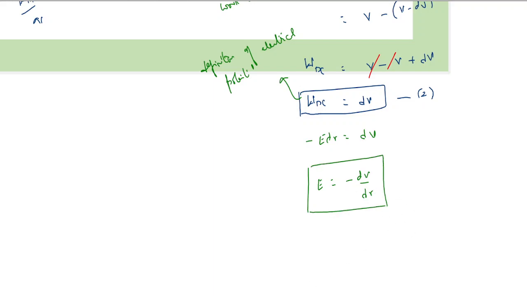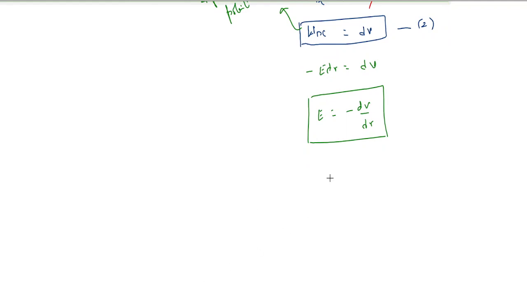In vector form, we can write this as E is equal to minus of dV by dr into some direction that I call r cap. This is sufficient to understand initially. It's minus of dV by dr. Now from here, this tells us that if you know the potential, you can find the electric field.